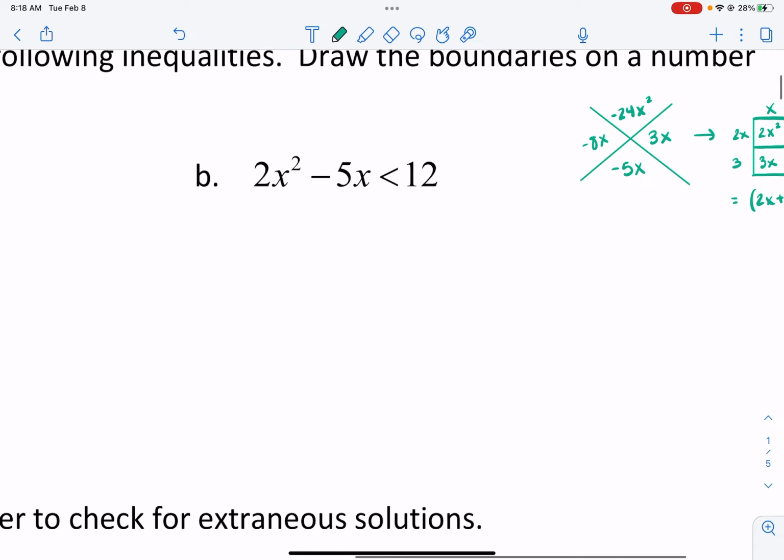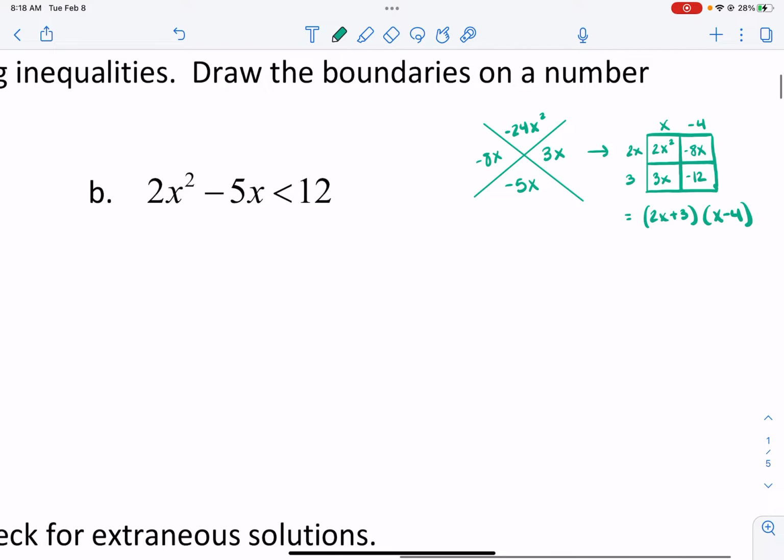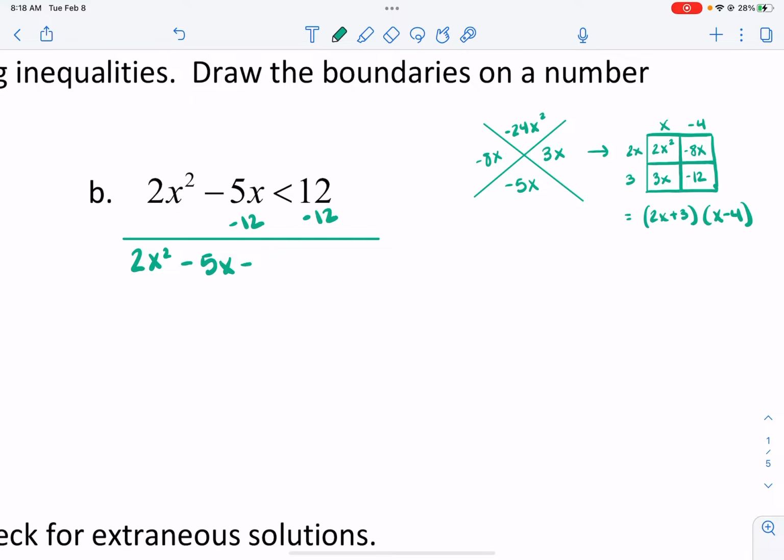All right, part B. So in part B, I see we have 2x squared minus 5x is less than 12. It looks like a quadratic, so let's get it set as less than 0. So I'm going to subtract 12 on both sides. So that leaves me with 2x squared minus 5x minus 12 is less than 0.